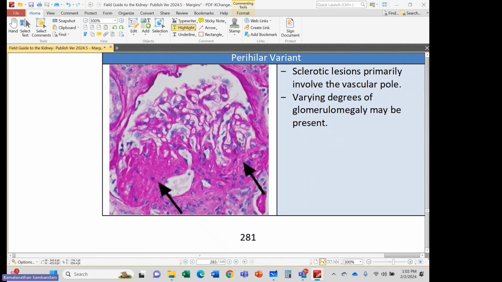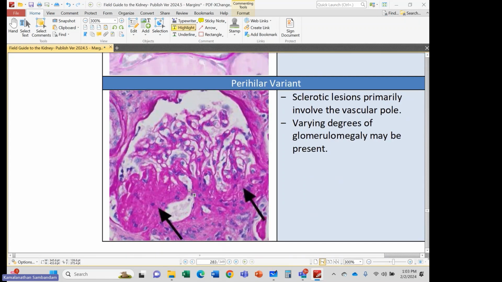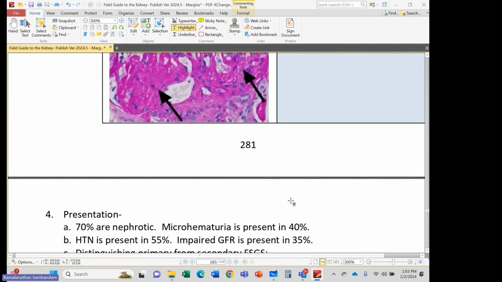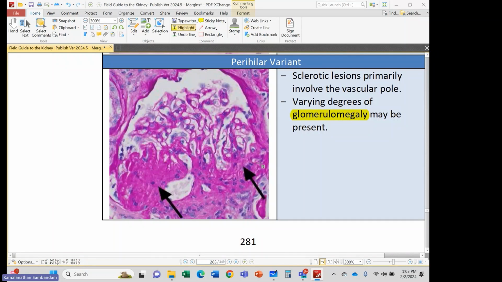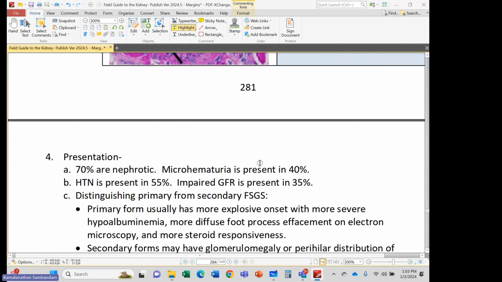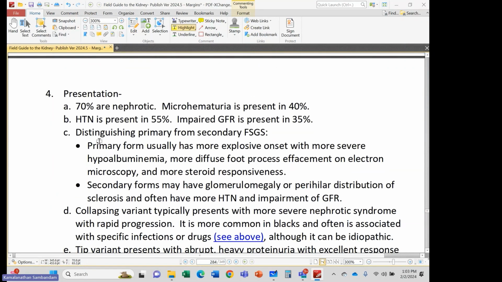So one giveaway or suggestion that this is a secondary form of FSGS is if the area of sclerosis is in the vascular pole. Okay, that would be the hilum that we're referring to, the vascular pole where the afferent and efferent arteriole are coming into the glomerulus. Okay, you may see glomerulomegaly as another clue of this form of perihilar FSGS. We have some recent patients who had severe preeclampsia. Their biopsy shows perihilar FSGS.